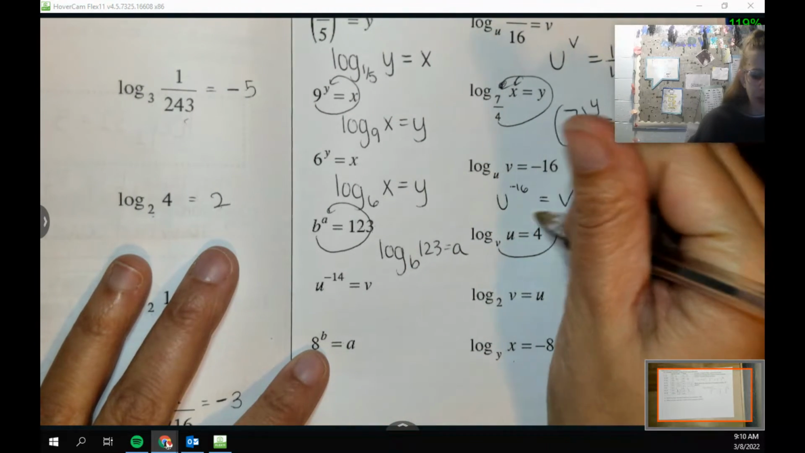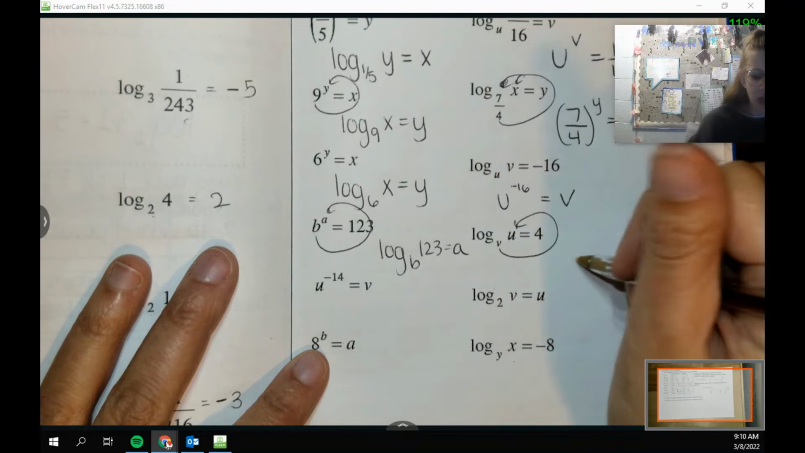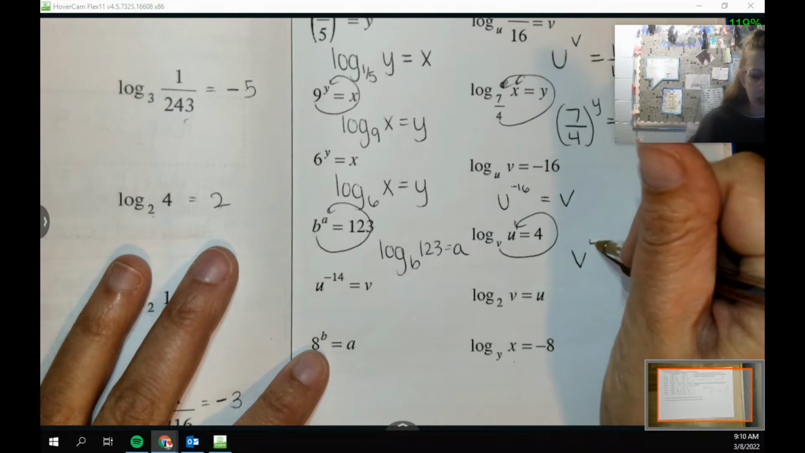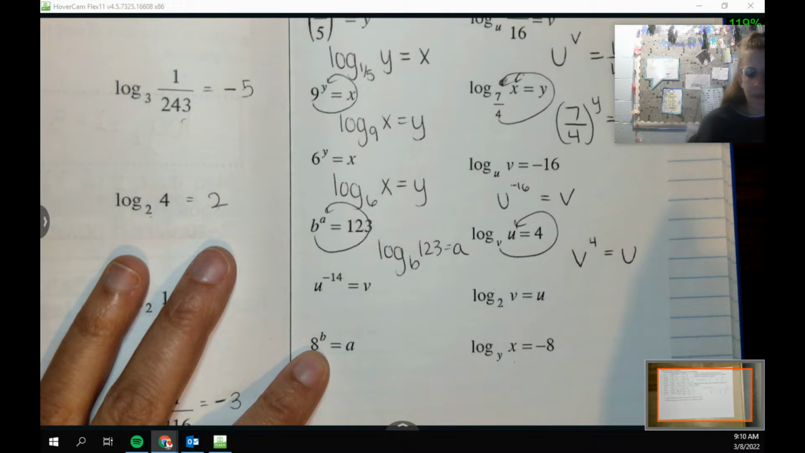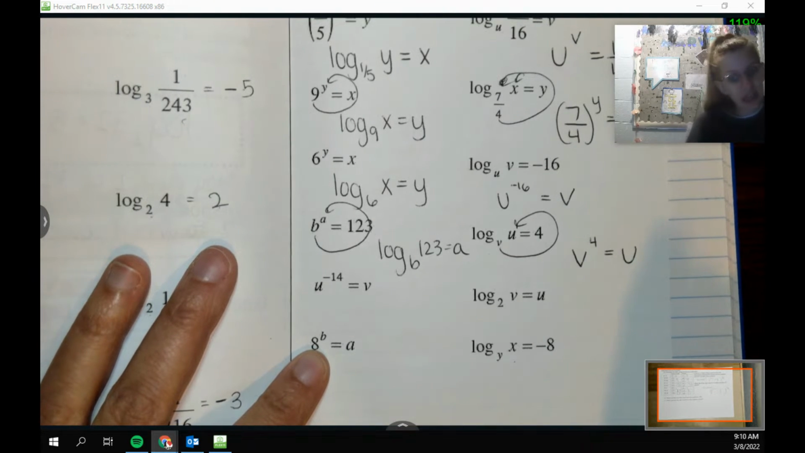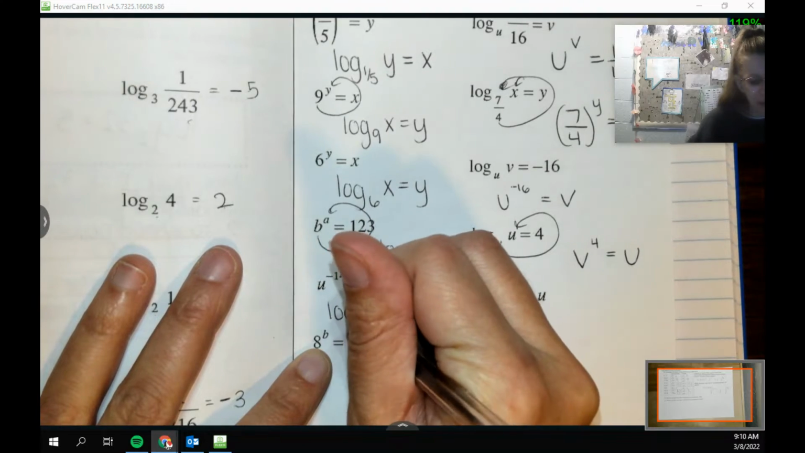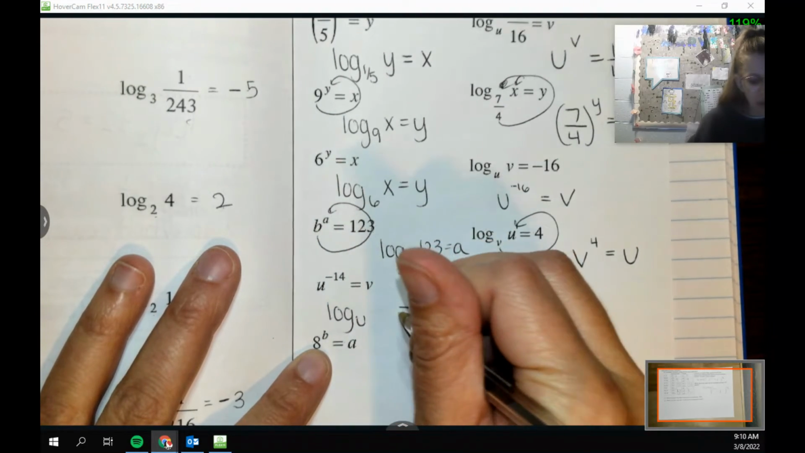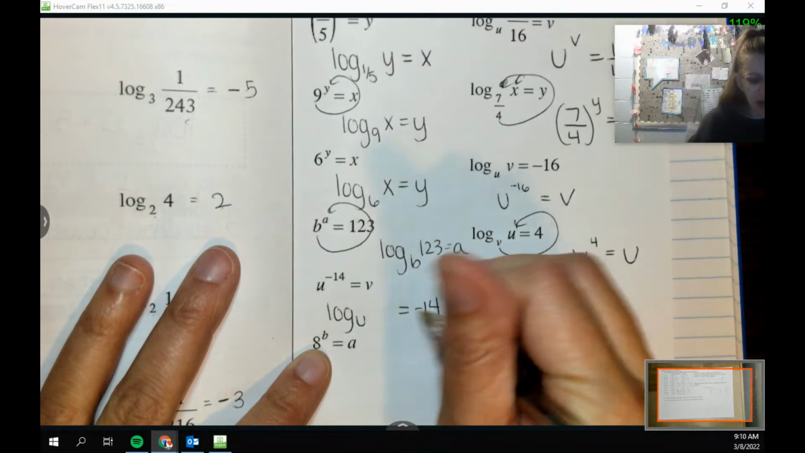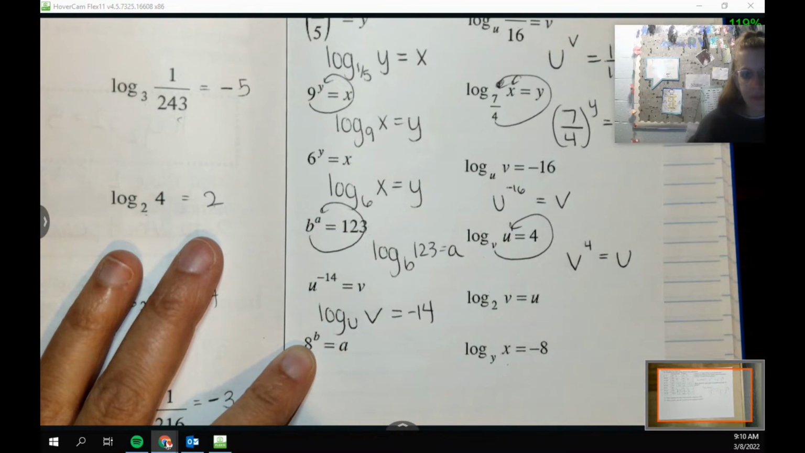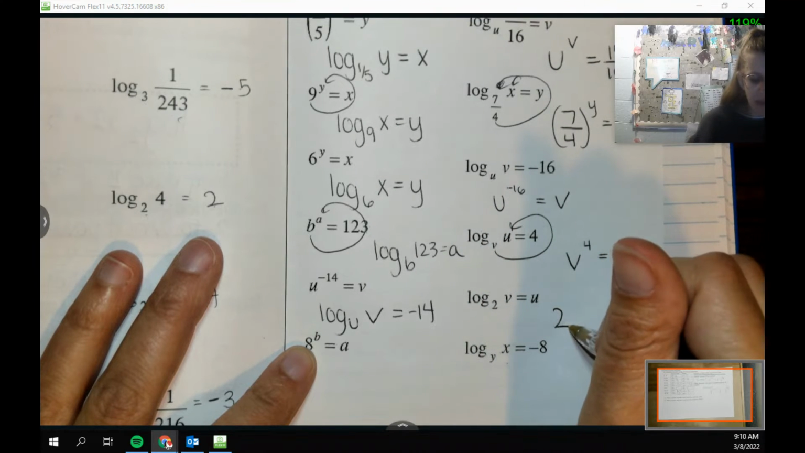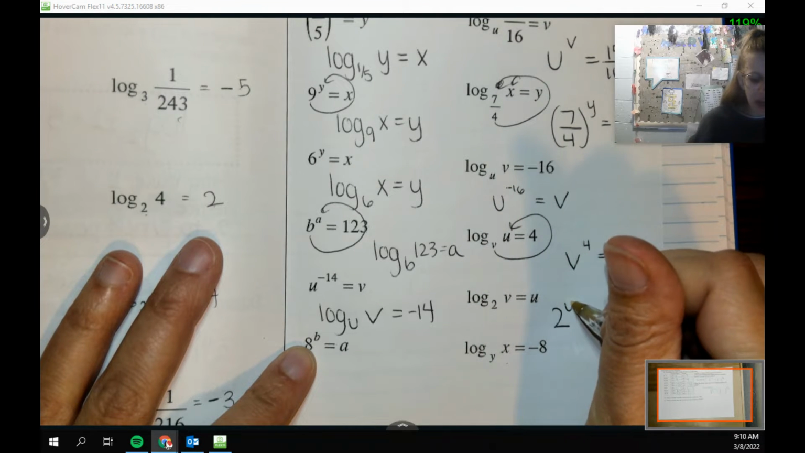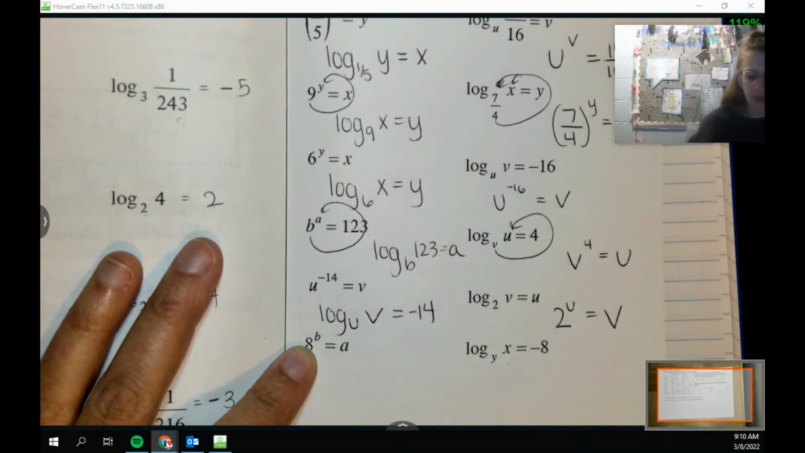If we use our loopy trick here, we're going to be an exponent because we started as a logarithm. So v to the 4th power equals u. Or if we're just thinking about it, here we're going to be a logarithm. We have base u always spits out the exponent, and so v's got to go here. Here we're going to rewrite it as an exponential, so we've got log base 2, so 2 is my base, always spits out an exponent, equals v.